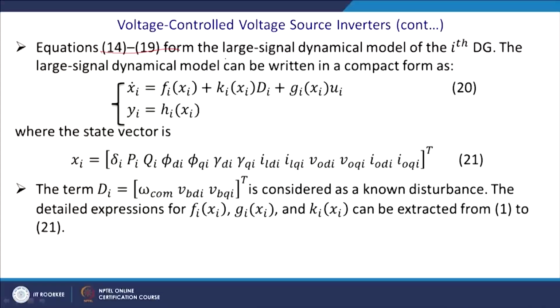So, these equations 14 to 19 form a large signal dynamical model, and it is an average model, as we have told, for the ith DG. The large signal dynamic model can be written in a compact form, that is basically xi dot equals fi(xi) plus ki di plus gi, and of course y equals hi(xi), where the state vectors are phi Di, phi Qi, and all those things, lambda.